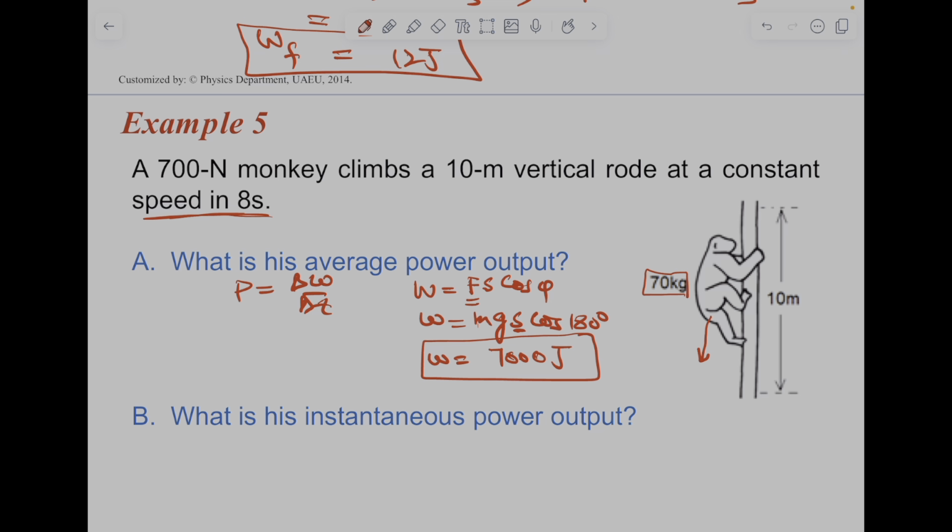Okay, so what is your power now? Power is work done divided by your time, which is 875 watt.